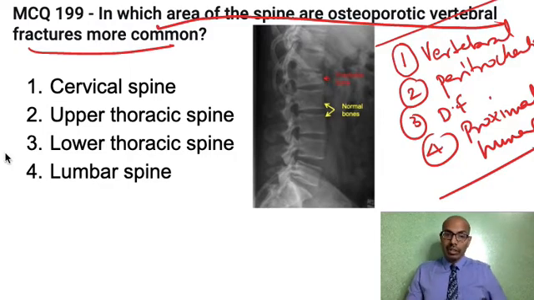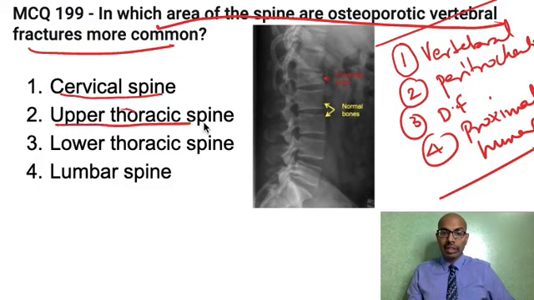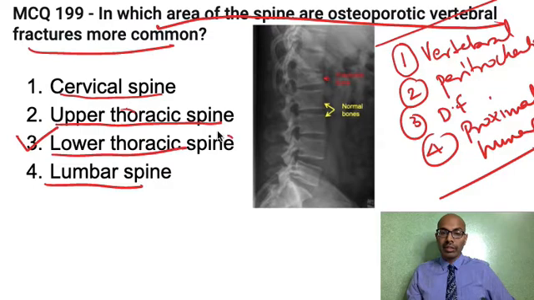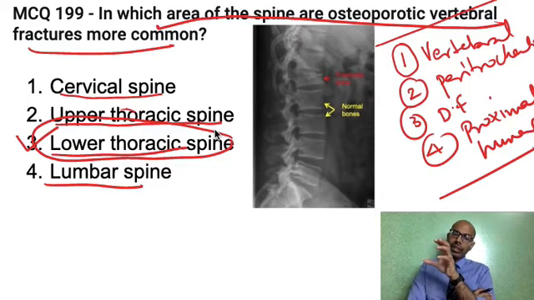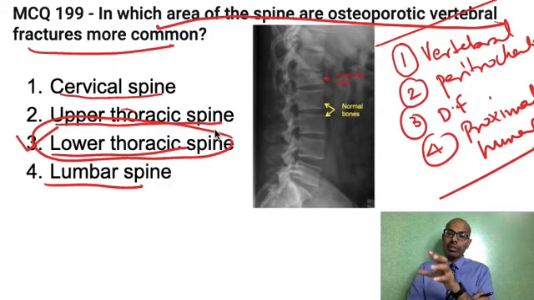So let's go to the question. The question is asking which area of the spine this occurs most commonly. They have given the cervical spine, upper thoracic spine, lower thoracic spine and lumbar spine. The correct answer among these is the lower thoracic spine. The reason why the lower thoracic spine is most commonly affected with these osteoporotic fractures is that it has less flexibility and therefore it is more easily amenable to compression fractures during injuries or fall from a trivial height.